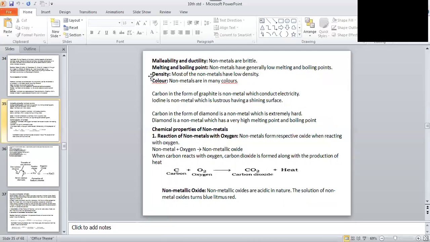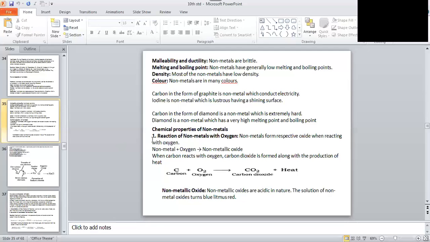Next property is density. Most of the non-metals have low density. Then color. Non-metals are colored. Carbon in the form of graphite is a non-metal which conducts electricity, and iodine is a non-metal which is lustrous, having a shining surface. Carbon forms diamond, a non-metal which is extremely hard and has a very high melting and boiling point. So these are physical properties of non-metals.